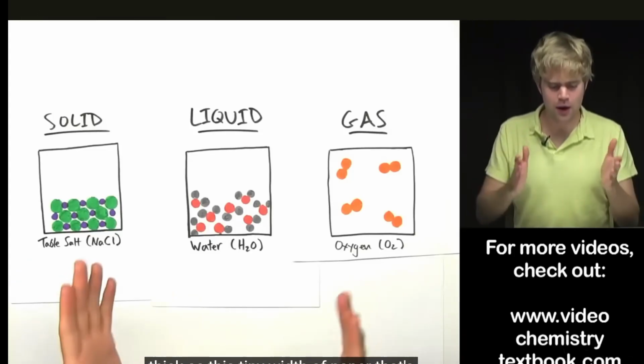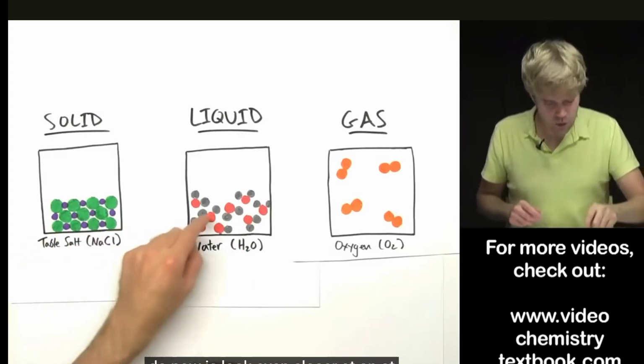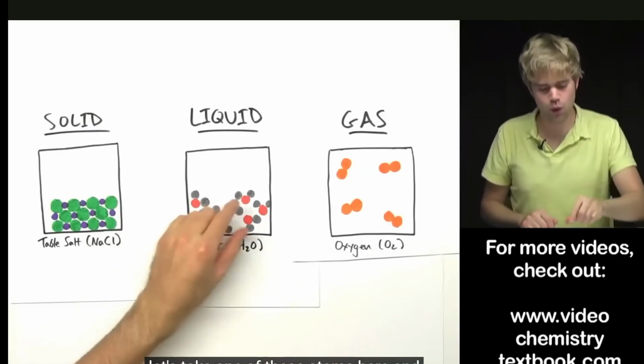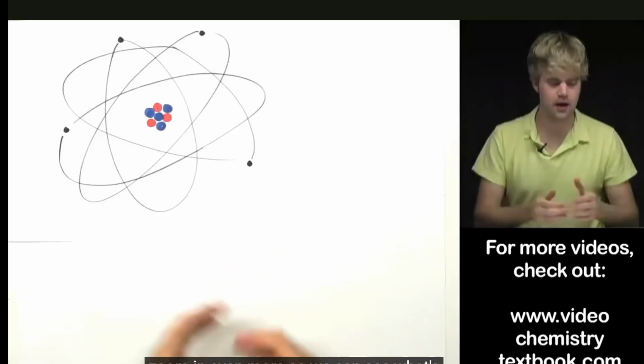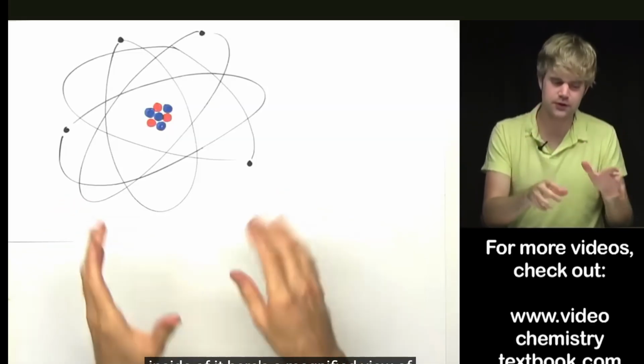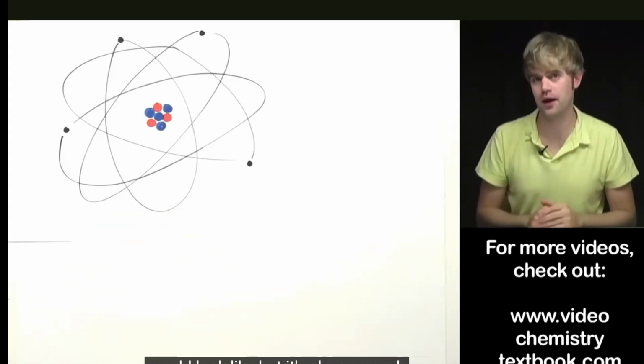Now, what I want to do now is look even closer at an atom. Let's take one of these atoms here and zoom in even more so we can see what's inside of it. Here's a magnified view of one atom. It's not a perfect representation of exactly what an atom would look like, but it's close enough for right now.